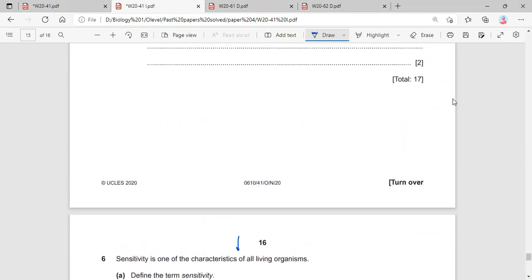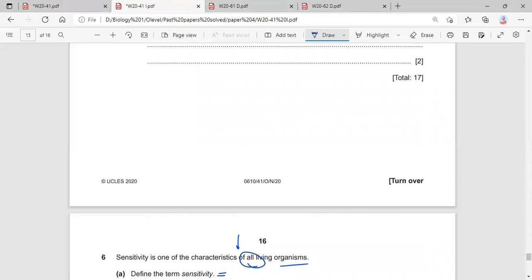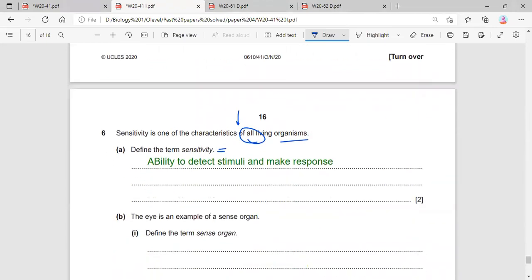Okay, the last question. Sensitivity is one of the characteristics for all living organisms. Define the term sensitivity. This is the usual definition. It is the ability to detect stimuli and respond to it. You have to put these two words, detect and respond, okay? Or the ability to detect and respond to stimuli, still the same, detect and respond.